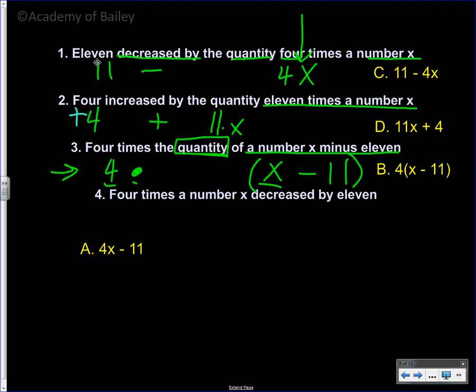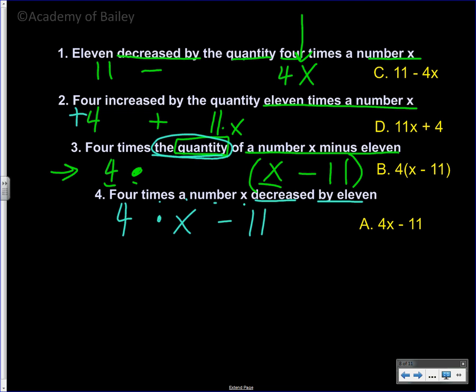And so obviously number 4 must be A, right? Well, let's slide that out of the way and let's go ahead and look. This is 4 times a number x, decreased by 11. Decreased by means minus 11. Now, you notice 3 and 4 look really, really close. But that right there, the quantity of, that's the difference in the problem. And that's how you know to have parentheses in that one, because you see quantity.